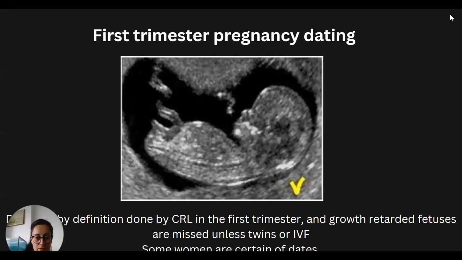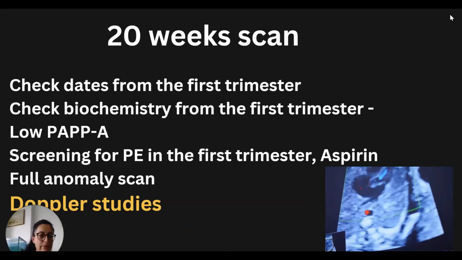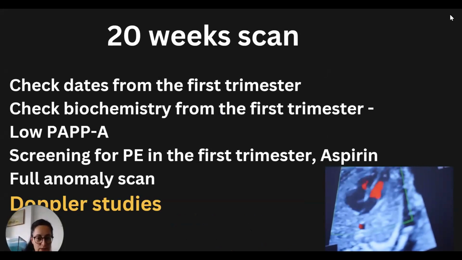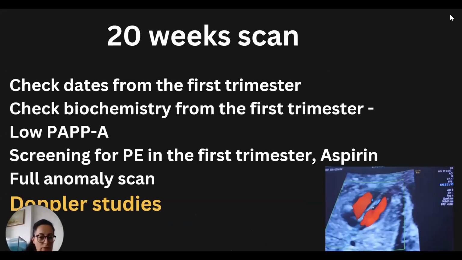In the first trimester, dating is by definition done by CRL, and growth retarded fetuses are missed unless they are twins or IVF. Some women are certain of their dates, so we need to keep that in mind when we investigate the baby. Some doctors bring the patients again at 16 weeks when they have suspicion of some condition. However, the scan with the most clinical importance is the 20-week scan.